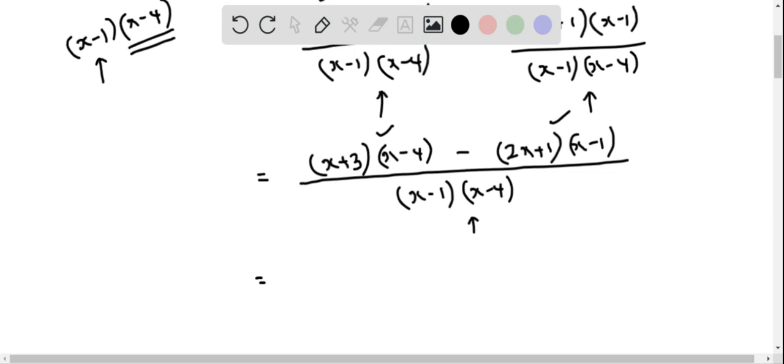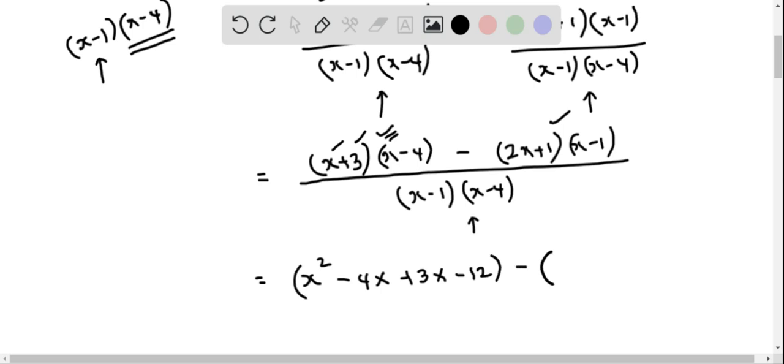And here I'm going to use the FOIL method. So let's do this first with the first, that is x times x is x squared, and then outer is x times negative 4 is negative 4x, then inner is 3 times x is 3x, then last is 3 times negative 4 is negative 12. Let's close this using the brackets.